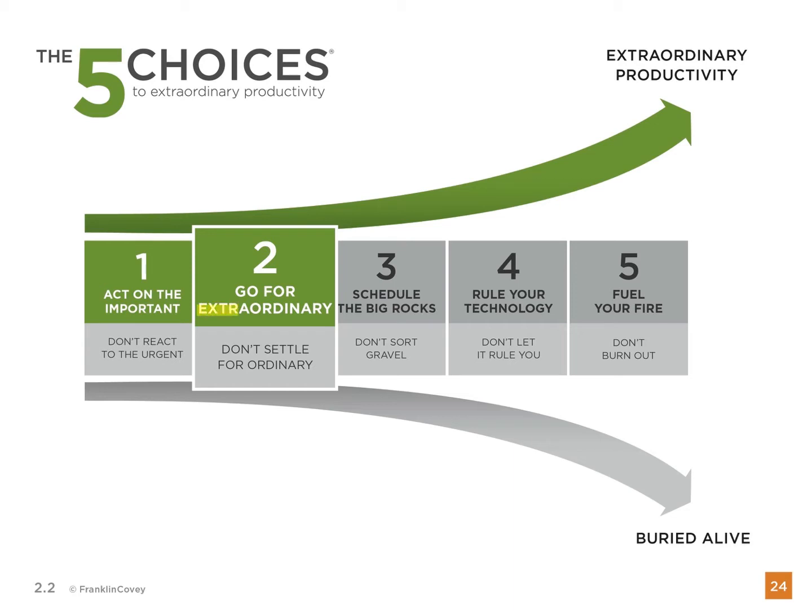So here we are in step 2, going for the extraordinary. Once we know how to discern through choice 1, we then have the mental capacity to think beyond just reacting to everything incoming. So we're going to work on moving into Q2, the quadrant of extraordinary productivity. Now you're ready to make choice 2. But first we need to define what extraordinary means for you.